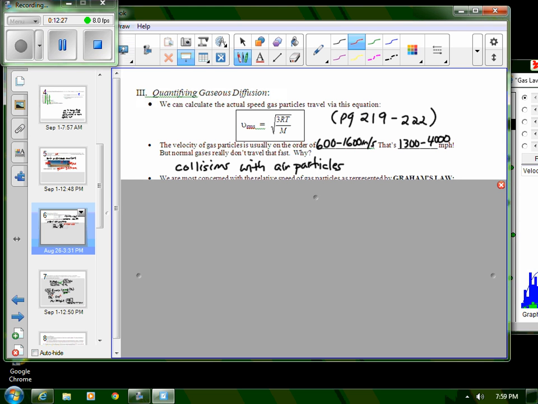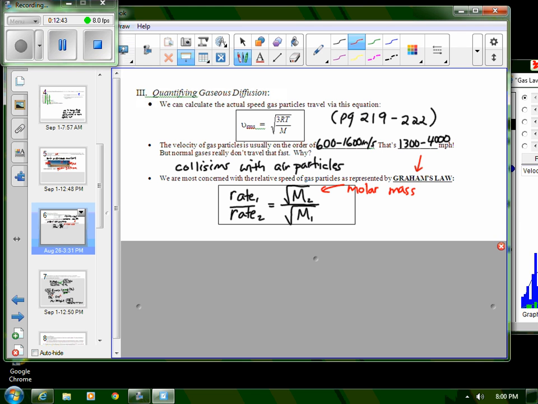So we're not going to worry too much about that, but what we are going to worry about is something called Graham's Law. I would say for today, this is probably the most important thing you're going to learn. Graham's law mathematically relates how fast the velocity of a gas particle is to its molar mass. And it looks a little something like this.